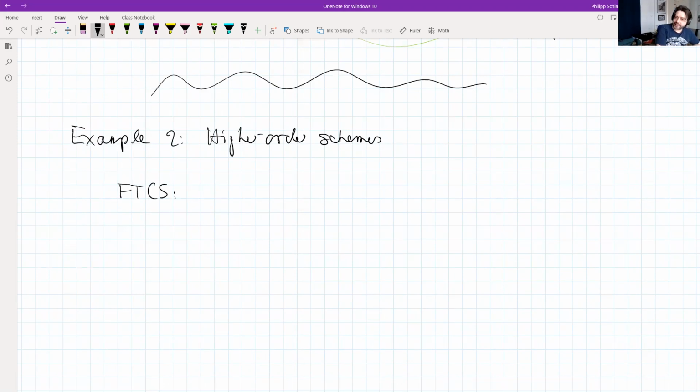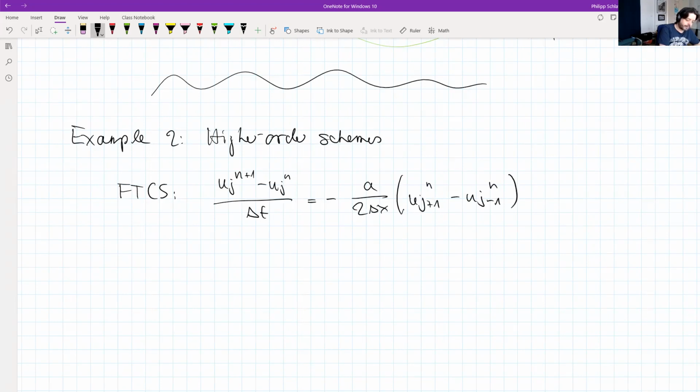So that would technically be a scheme of higher order. So u_j^{n+1} minus u_j^n divided by delta t is minus a divided by 2 delta x of u_{j+1}^n minus u_{j-1}^n. So this here is a scheme of higher order, but we know it's unfortunately an unstable scheme.